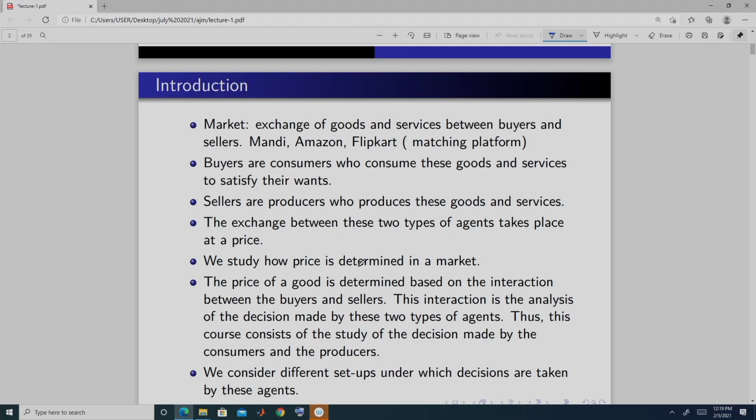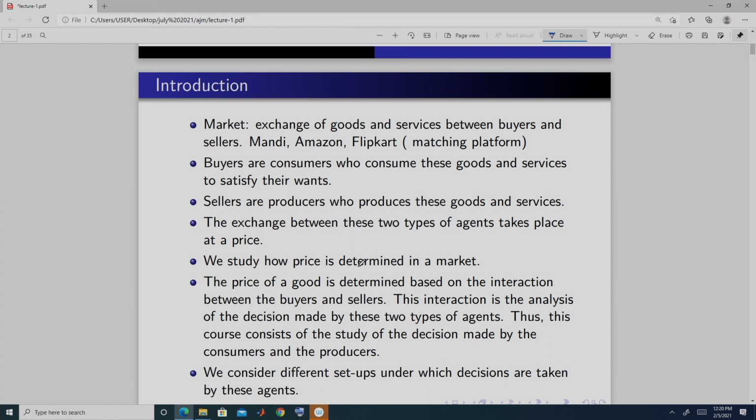Mainly, a market means a place of exchange of goods and services between buyers and sellers, like a mandi, where the buyers and sellers meet to exchange goods. Amazon and Flipkart are matching platforms where the buyers put up their demand and choose the supplier from which they want to buy their good, and the supplier provides it to them.